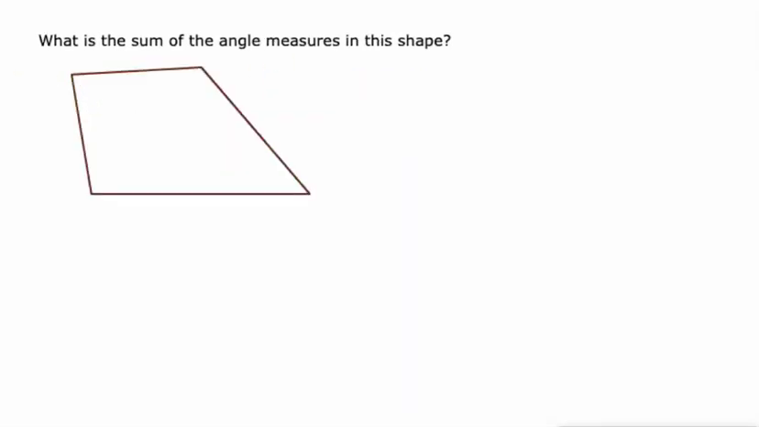Well, what about a quadrilateral? Maybe we look at a quadrilateral as two triangles. So wouldn't that be 180 times 2? Which would be 360 degrees, right?